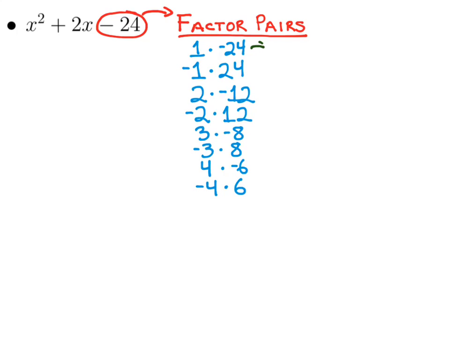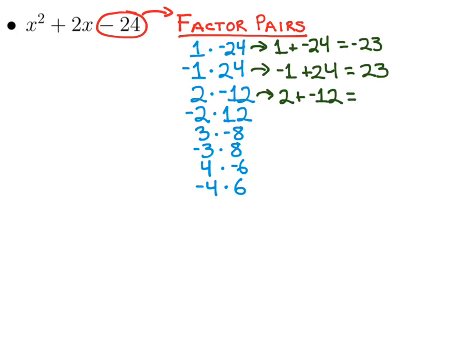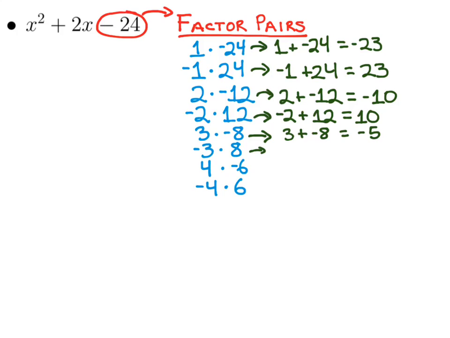If we add them all up, the first one adds up to negative 23. That's not going to do. The second one adds up to positive 23. The third one adds up to negative 10. The fourth one adds up to positive 10. The fifth one adds up to negative 5. The sixth one adds up to 5. The seventh one adds up, oh my gosh, to negative 2. And the eighth one adds up to positive 2.